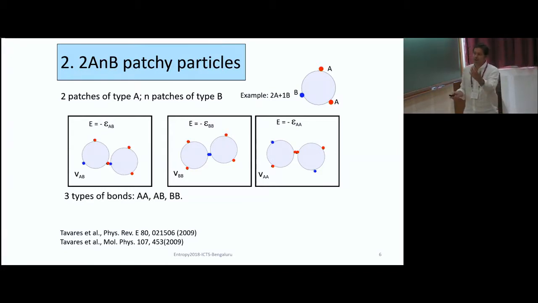So you can play in the simulations, in the theory, and in fact, we did it theoretically in these papers, and we calculated phase diagrams for all possible combinations of these parameters. We didn't play a lot with the bonding volume, especially the energy parameters.